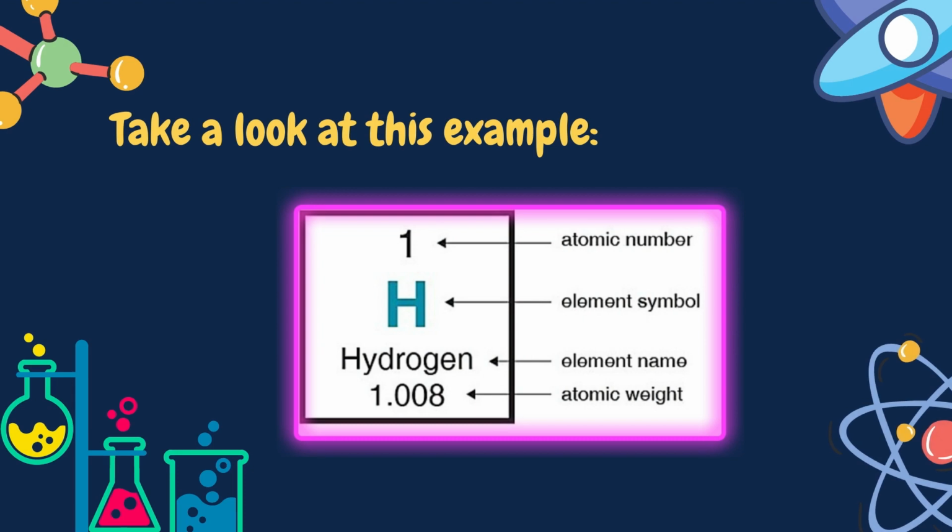Take a look at this example. Most of the periodic table uses this format, where you can find the atomic number, element symbol, element name, and atomic weight.